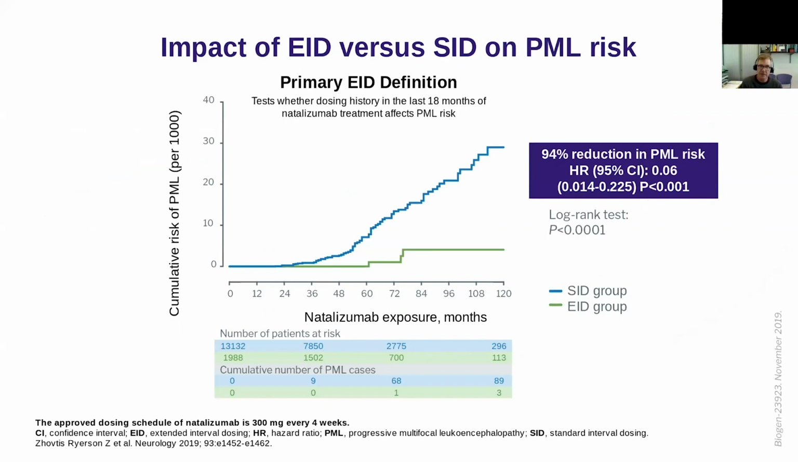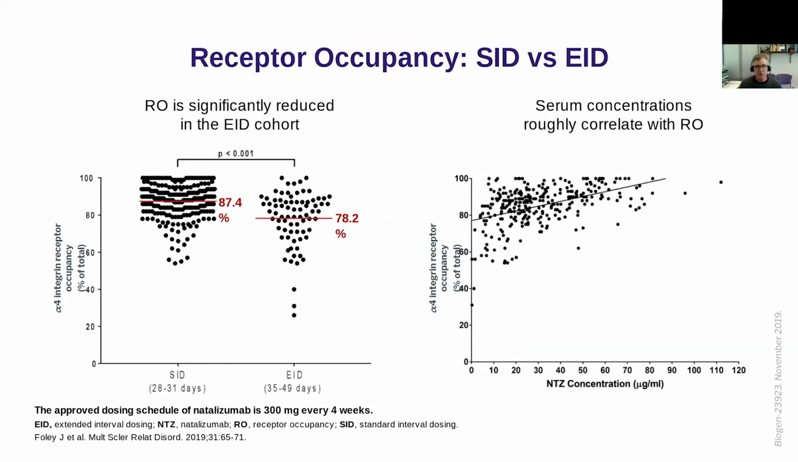So we know that extended interval dosing, giving the drug every 6, 7 or 8 weeks, depending on body size, reduces the risk of PML dramatically, by over 90%. And that's presumably because it allows some trafficking, some immune surveillance. And we think the same logic should apply to coronavirus. By doing EID, you're allowing some antiviral CNS trafficking. You should reduce the risk of encephalitis with the virus. And it's based on saturation kinetics.